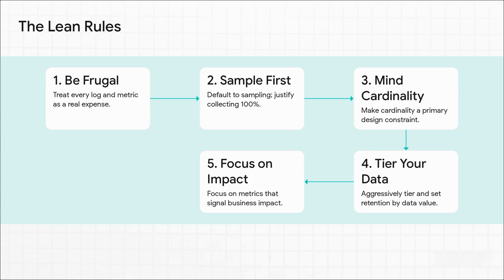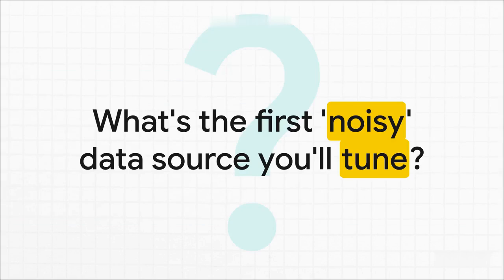And finally, number 5, focus on impact. Measure what actually matters to the business, not just system trivia. And that brings us to the end. I just want to leave you with one final thought, one question to take with you. After everything we've talked about today, what's the first noisy data source in your system that you're going to go and tune? Start there. Just pick one thing.